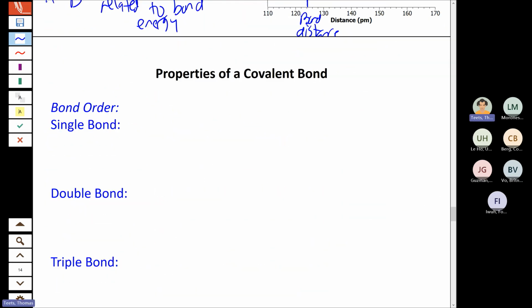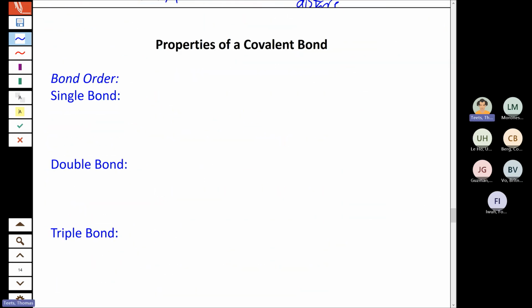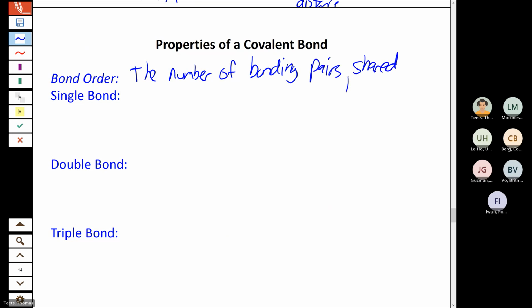Another property that we have to consider that's going to then factor into those two as well is called the bond order. The bond order is the number of shared bonding pairs. So every time two electrons are shared, that's one bond. But sometimes atoms can share more than two electrons, so they can form more than one bond that's covalent. So if they share two electrons, that's one bond. If they share four electrons, that's two bonds. And that number of shared pairs is referred to as the bond order.